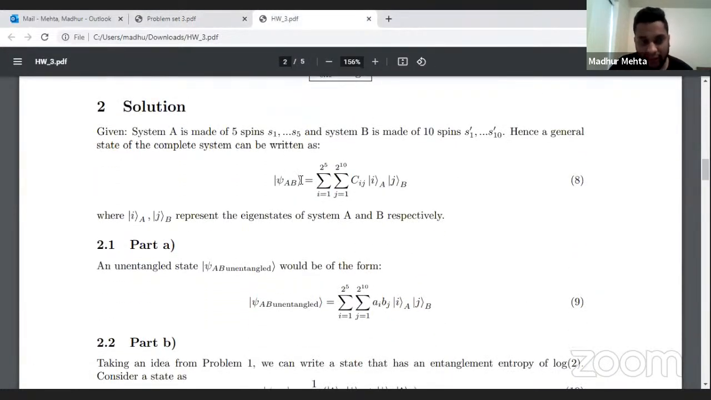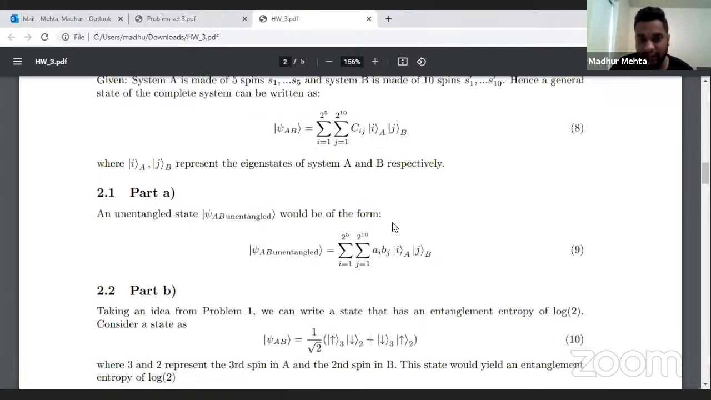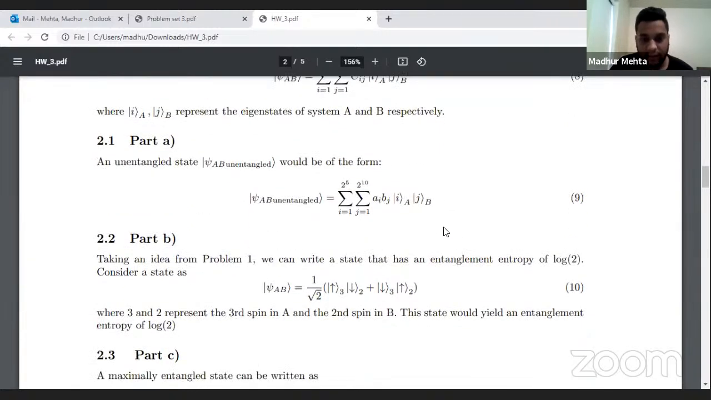So first of all, I'll just mention the general state, as Professor Mathur just mentioned. So the general state would be something like this, where 2 to the power 5 is N_A, the size of the Hilbert space of subsystem A, and 2 to the power 10 is that of subsystem B. And a general state would look like this, where |i_A> and |j_B> are the eigenstates of A and B respectively. So an unentangled state would be where we can factorize this C_ij into a_i and b_j. And so an unentangled state would lead to something like this. And this would give us an entanglement entropy of 0.